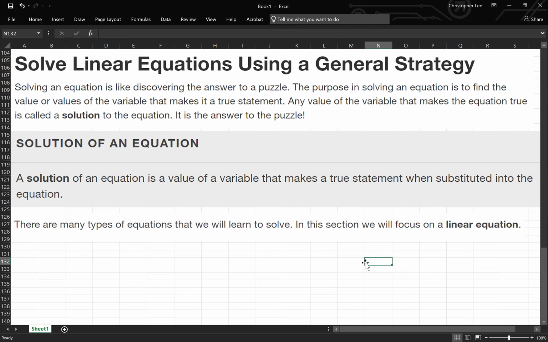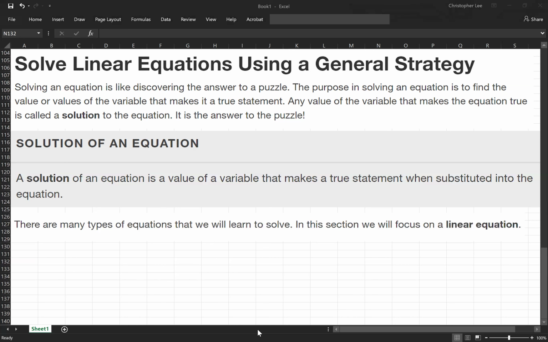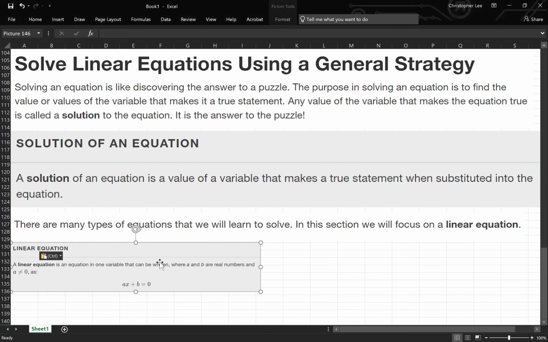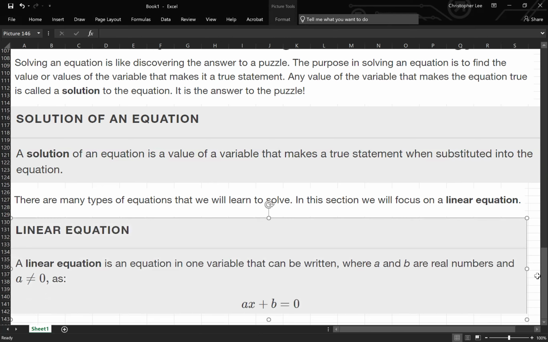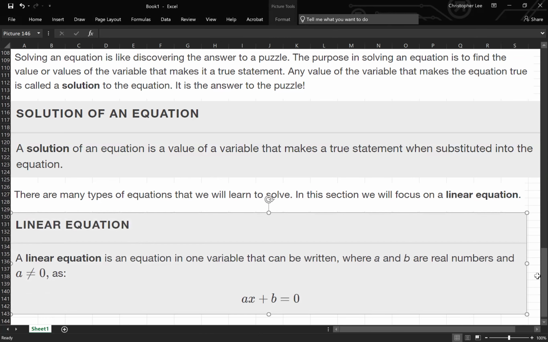So there are many types of equations that we will learn to solve. In this section, we'll focus on linear equations. All right, so we're gonna build it up. We'll start off with linear equations. So what the heck is a linear equation? I'm gonna show y'all. A linear equation is an equation in one variable that can be written where a and b are real numbers and a does not equal zero, right? So for example, you have ax plus b is equal to zero, all right?